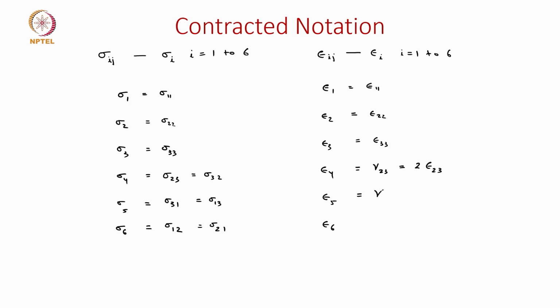For the others too, we write it in terms of the engineering strains, gamma 31 and gamma 12. Again, writing in terms of the tensor strains, this should be 2 times epsilon 31 and 2 times epsilon 12. Of course, we only showed these 6 strains, but we can say this is the same as epsilon 32, which is again 2 times epsilon 32, and so forth for the other 2 components of the strain.